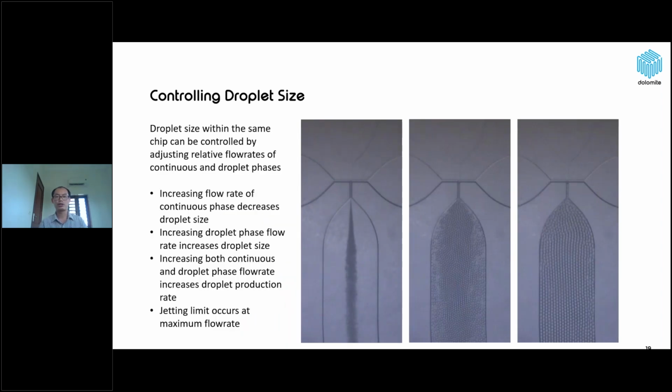The droplet size can also be controlled within the same chip by adjusting the relative flow rate of the continuous phase and droplet phase. For example, increasing the flow rate of the continuous phase decreases the droplet size, and when you increase the droplet phase flow rate, you increase the droplet size. If you increase both flow rates, you can increase the production rate. In this case, the limit will occur at the maximum flow rate that can be achieved.